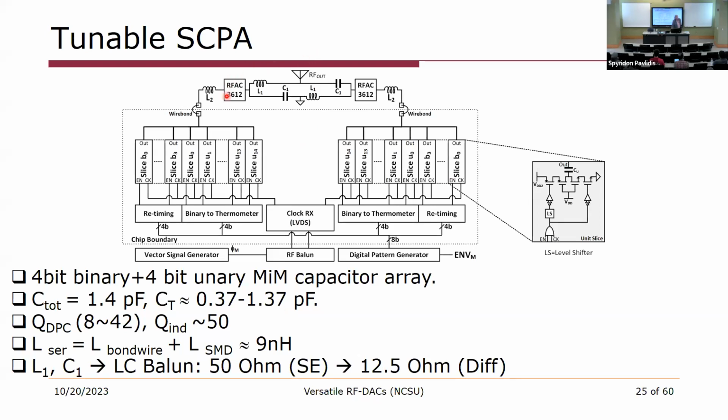So instead of having a narrowband matching circuit, we used a fairly broadband balun in order to give us the impedance transformation that we need in order to deliver high power.